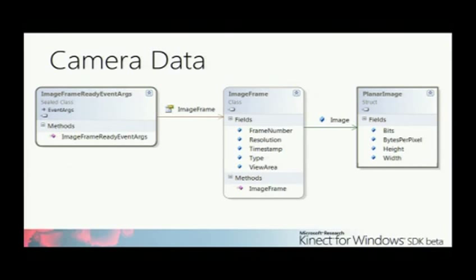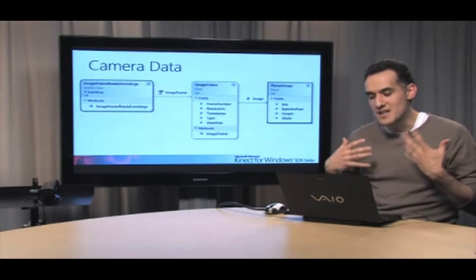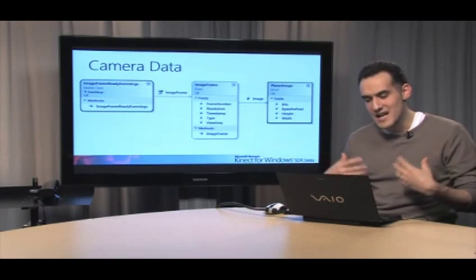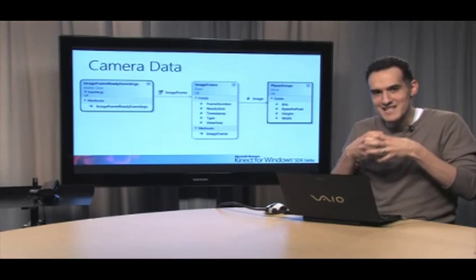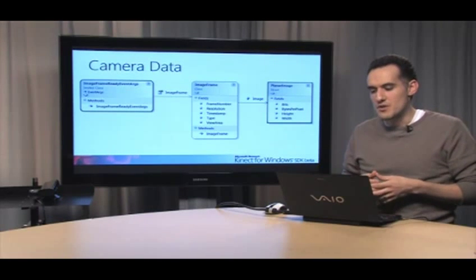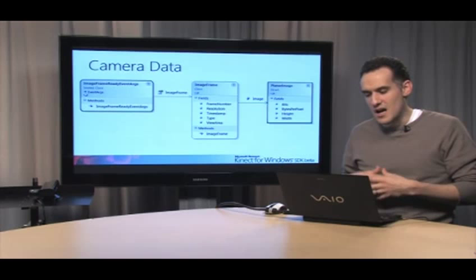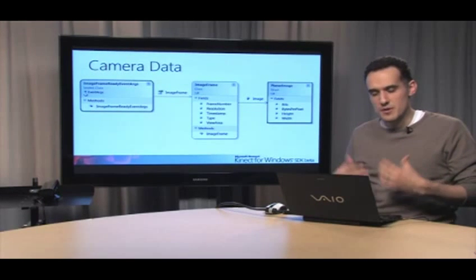It has a resolution. Is it 320 by 240? Is it 640 by 480? A timestamp, the type of image, whether it's depth or color, and a viewing area, maybe if it's zoomed in. And then it has an image struct inside of it, and that's what actually contains the data for the image. There's a byte array called bits, the width and height, and the bytes per pixel.